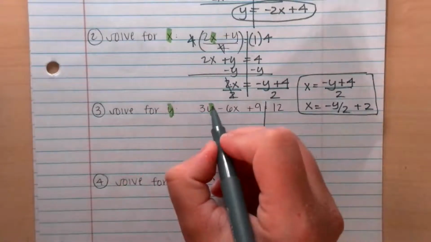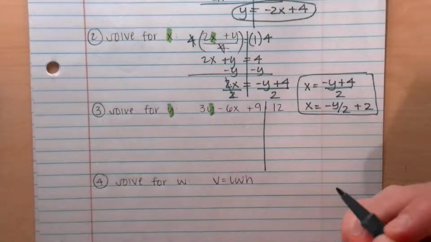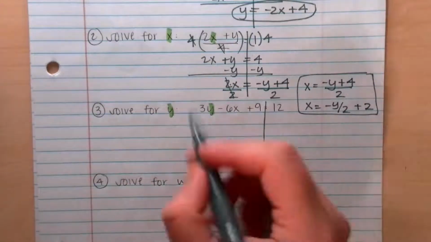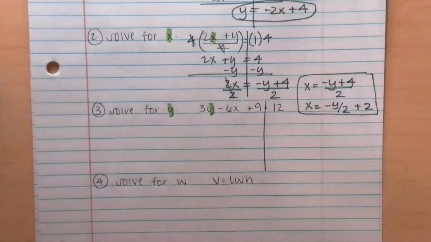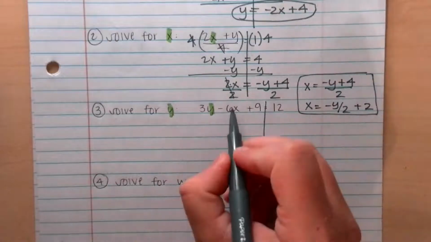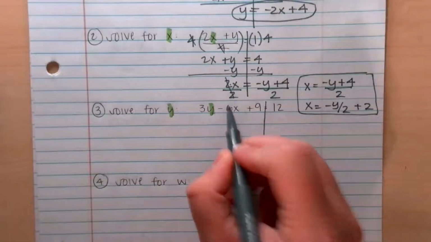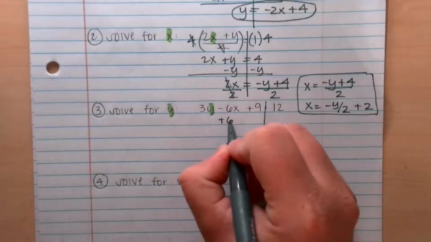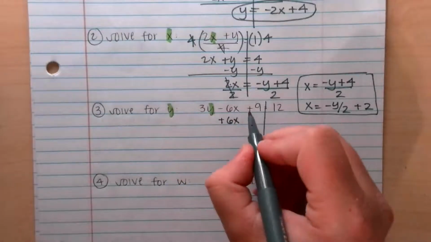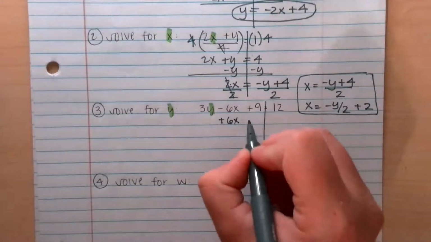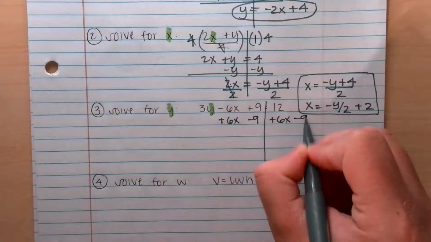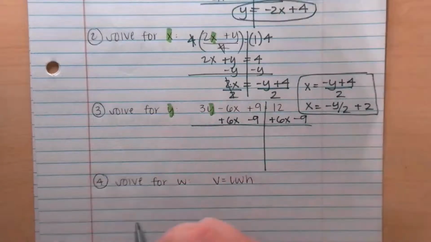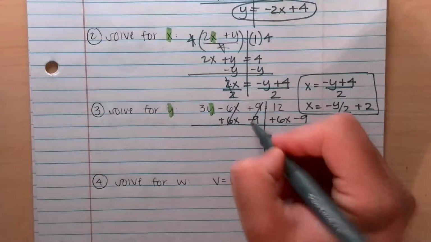We know that we want to get this y by itself. Okay. To move the y, to get the y alone, we need to get rid of this minus 6x as well as the plus 9. So I'm just going to move both of them at the same time. So to move a minus 6x, we add 6x. To move a plus 9, we subtract 9. And we do this to both sides of our equation. So those cancel.